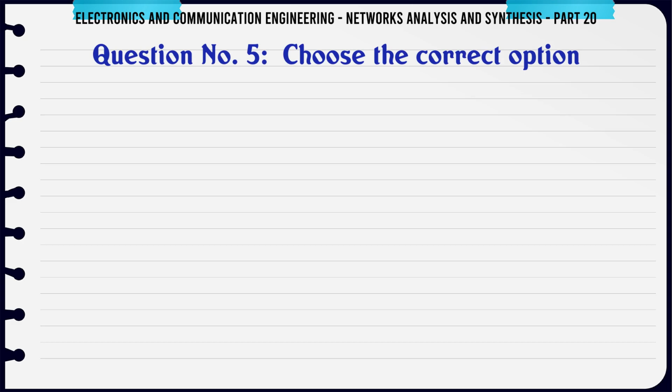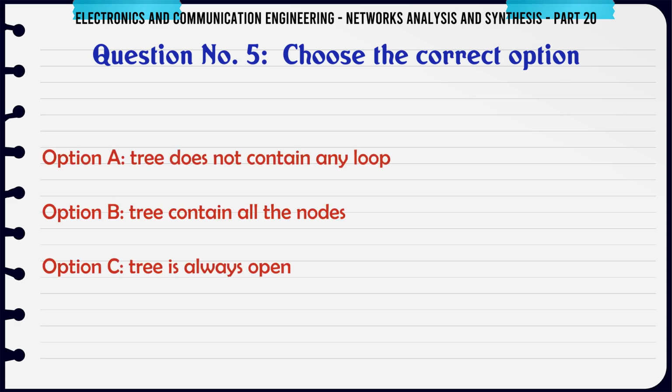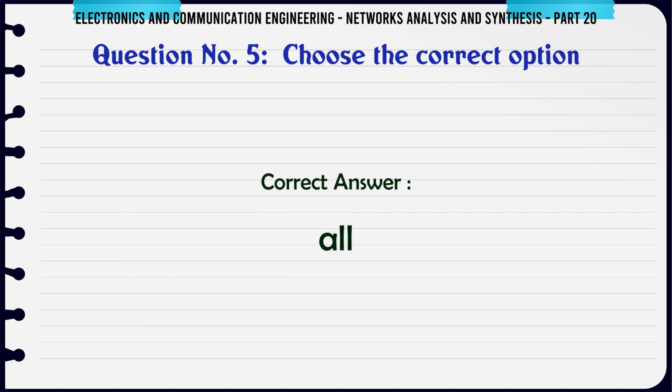Choose the correct option. A. A tree does not contain any loop. B. A tree contains all the nodes. C. A tree is always open. D. All. The correct answer is all.